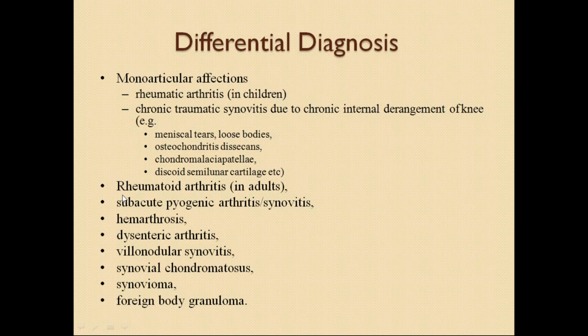Rheumatoid arthritis and subacute pyogenic arthritis or synovitis, hemophilic arthritis, dysenteric arthritis, villonodular synovitis, synovial chondromatosis, and synovial foreign body granuloma. Mostly we have to differentiate it from septic arthritis or rheumatoid arthritis. Septic is an acute condition, while this is a chronic condition. So we have to differentiate it from rheumatoid arthritis and tuberculous arthritis.